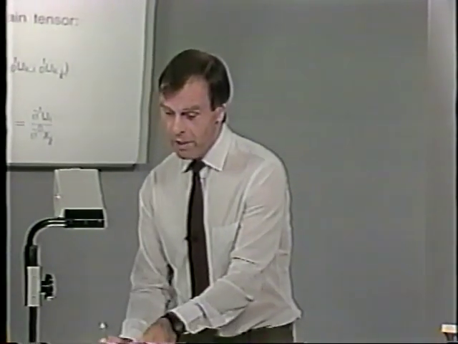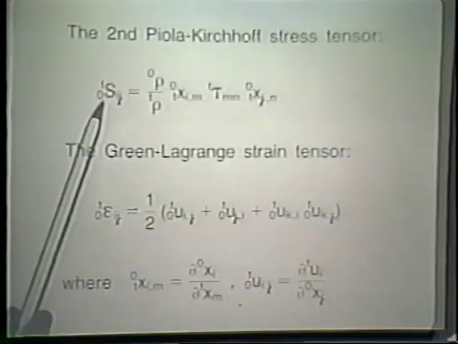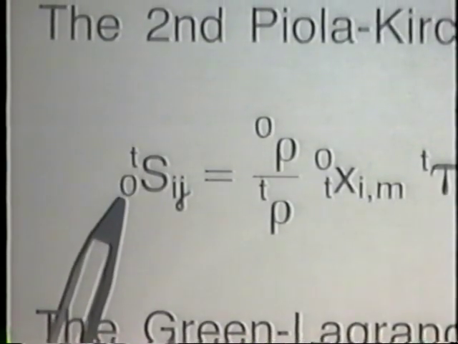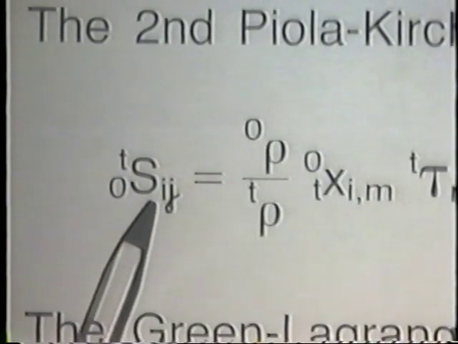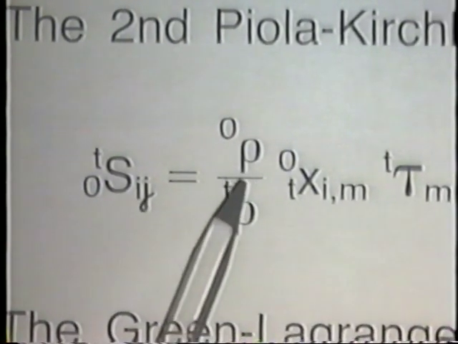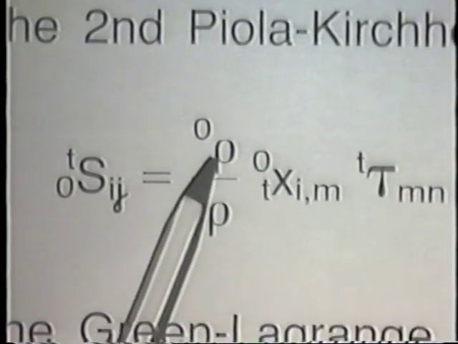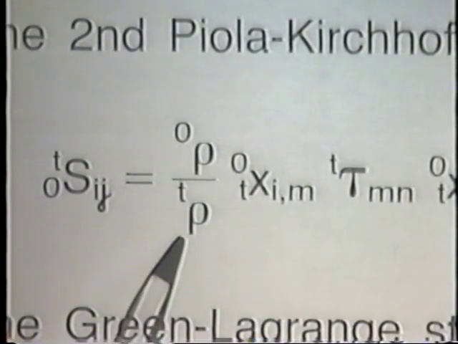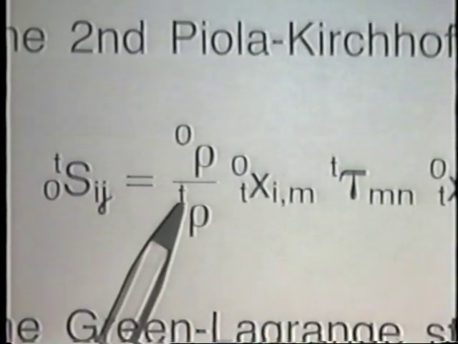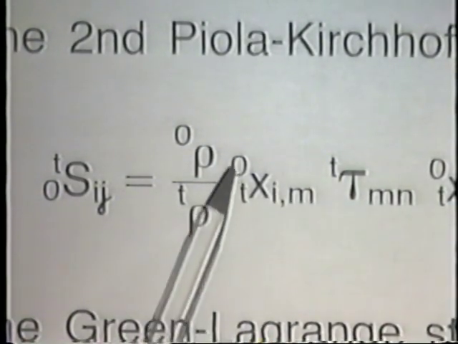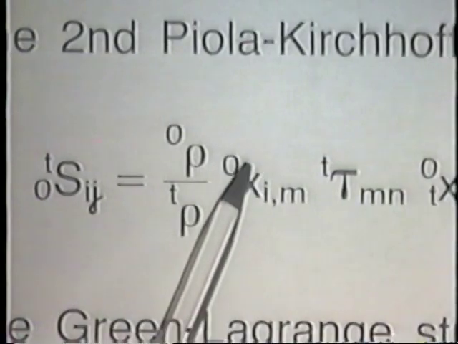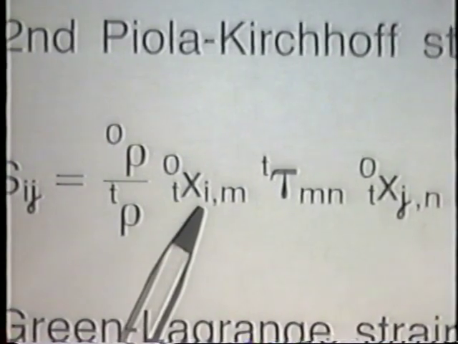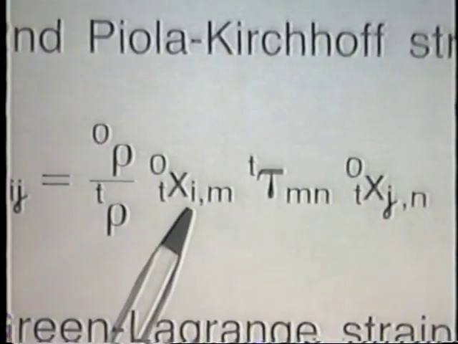Here is the definition of the stress tensor. T0 Sij, once again, the stress in configuration t referred to the configuration at time 0. i, j, of course, being the Cartesian coordinate components. Here we have the mass density ratio, the mass density at time 0, in configuration 0, if you like, over the mass density at time t, in configuration at time t. And here we have a new quantity, which is actually the inverse of the deformation gradient. This is a component of the inverse of the deformation gradient. We will talk about this quantity quite a bit just now.